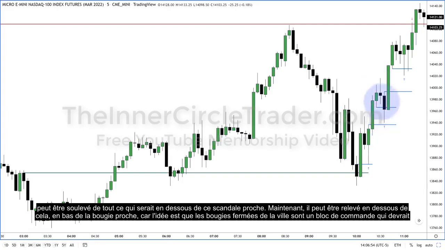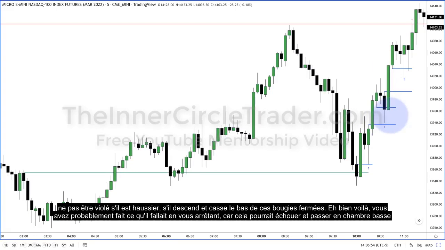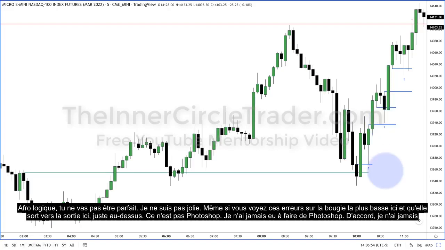Because the idea is these down closed candles are one order block that should not be violated if it's bullish. If it comes down and breaks the low of these down closed candles, well, there you go. You probably did the right thing by getting stopped out because it might be failing and going lower. How's that for logic?